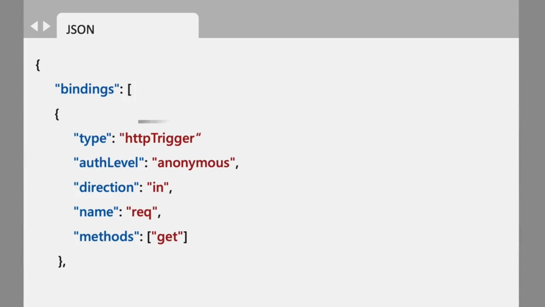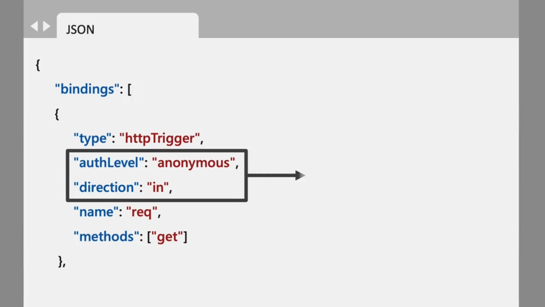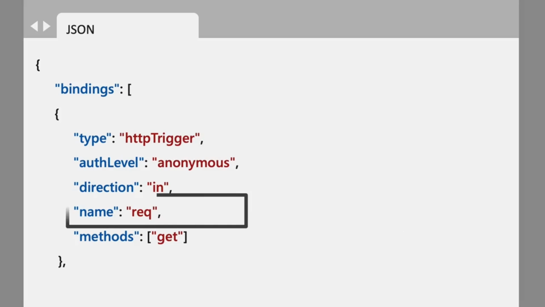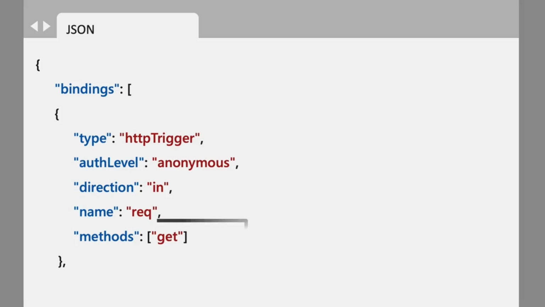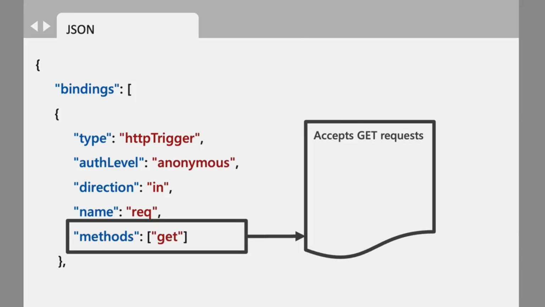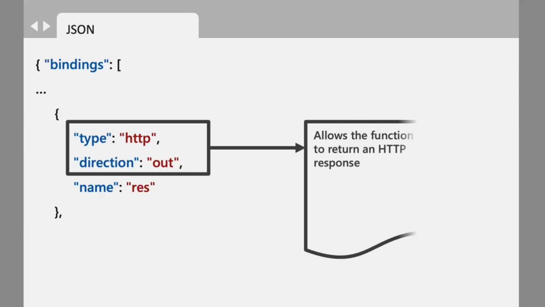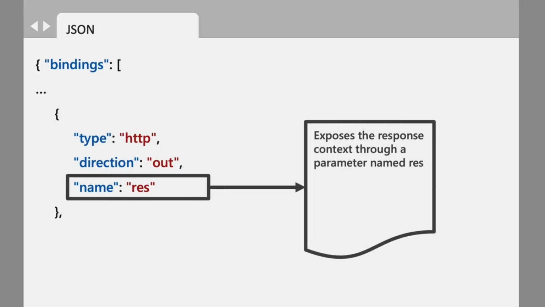The type property defines the function as an HTTP triggered function. The authLevel and direction properties allow unauthenticated incoming requests. The name property exposes the request context through a parameter named req. And the methods property accepts GET requests. The second HTTP binding defines what is returned from the function. The type and direction properties allow the function to return an HTTP response, and the name property exposes the response context through a parameter named res.